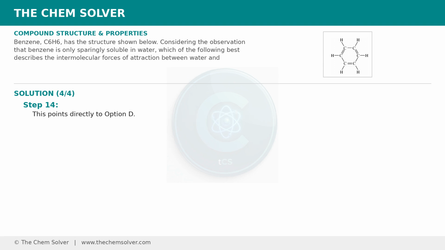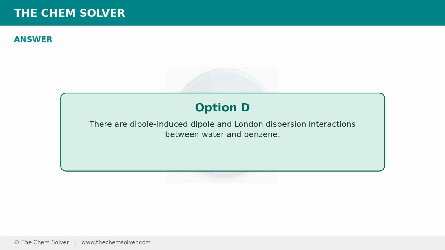This points directly to option D. The correct answer is option D. There are dipole-induced dipole and London dispersion interactions between water and benzene.